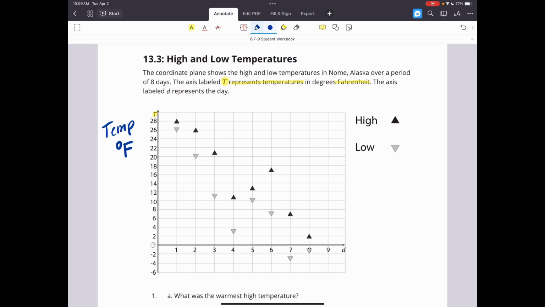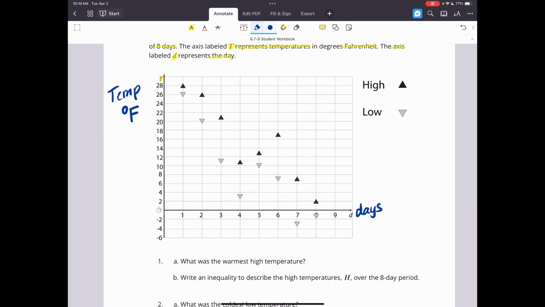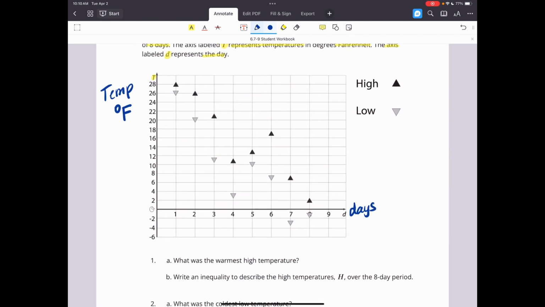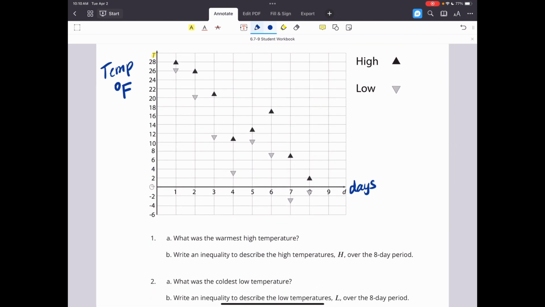So 2, 4, 6, 8, all these numbers here, if it's in line with that number, it's talking about the temperature that it is. Then on the other axis, the axis labeled D, that represents the day that we're tracking this. And again, we tracked it in Alaska over 8 days. So this is days that we're tracking it. So we see days 1 through 8 on there. They even have a 9 on there, but we didn't track it that day. So let's try and answer some questions about this.